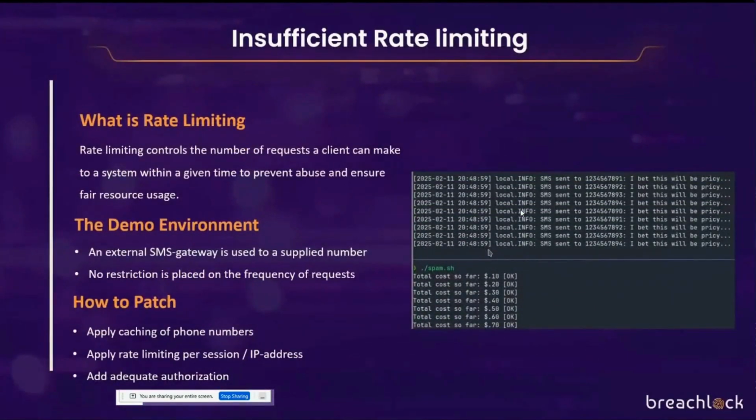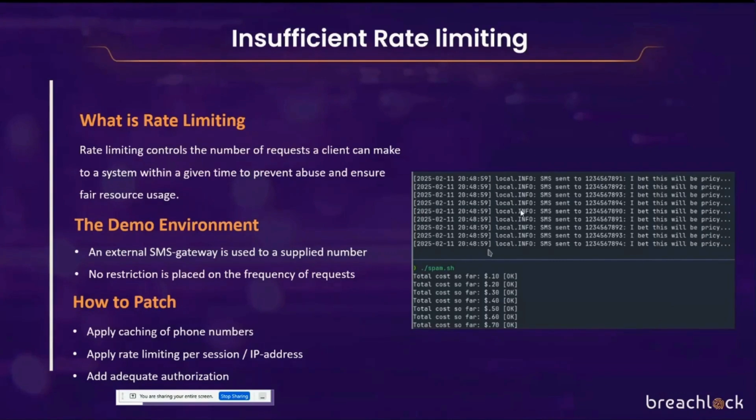The second one for today is insufficient rate limiting. Rate limiting is very broad, but in this case, you can decide how many requests a user is allowed to make in a row. It's normal for somebody to make a login request, maybe get it wrong once or twice, right? But when somebody makes 50,000 login requests within 2 minutes, that's way too much.